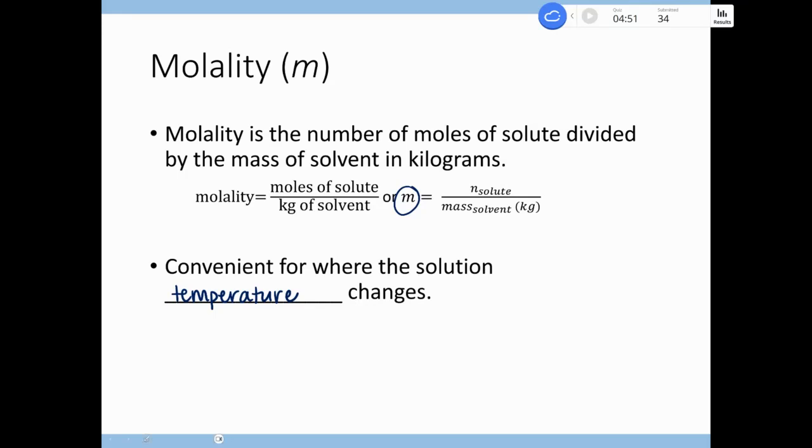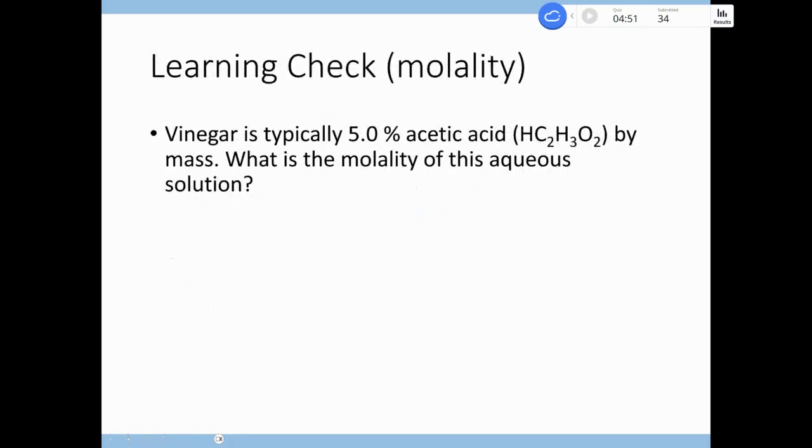We're going to take, in this next slide, we'll do a learning check. We're going to calculate molality. We're given a mass percentage. So we haven't gone to the mass percentage slide, but I will explain how to use that information, and we will calculate molality. So vinegar is a solution. It's typically 5% acetic acid. This is the formula for acetic acid. It's 5% acetic acid by mass. So that means for a total mass of solution of vinegar, 5% of that mass is acetic acid. And we are calculating molality.